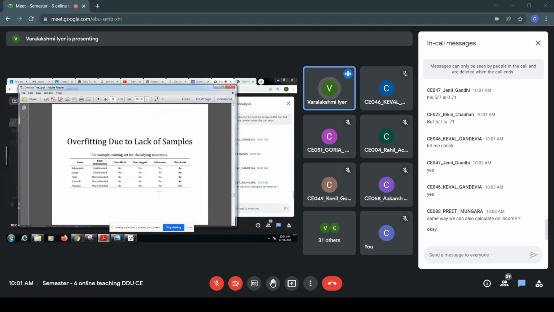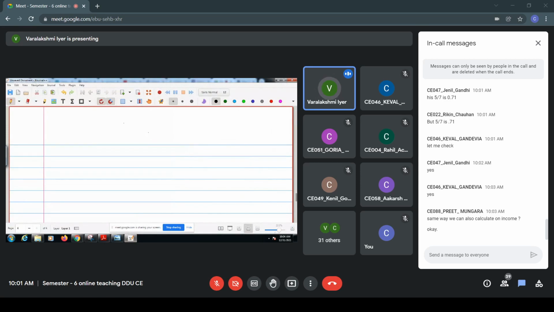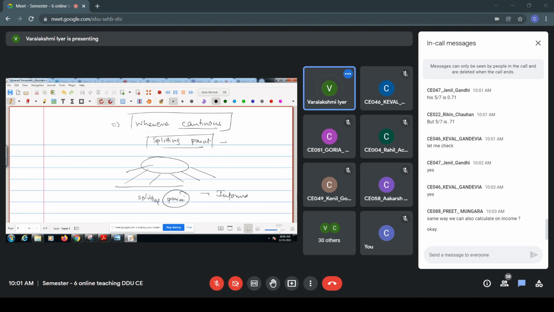Okay, so now the next point is overfitting. But before proceeding with overfitting, I want to tell you, whenever there are continuous values in your data set, at that time you have to identify a splitting point. You cannot create different branches for each value. In that case, you have to identify a splitting point, and after calculating the splitting point, you have to calculate the information gain.